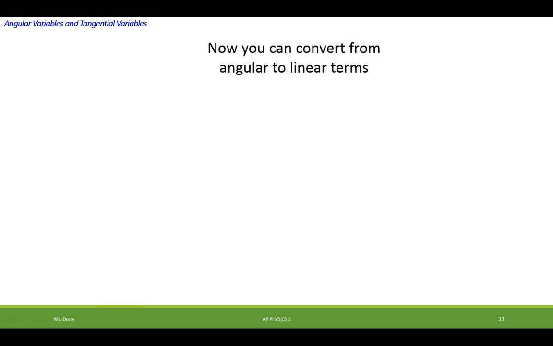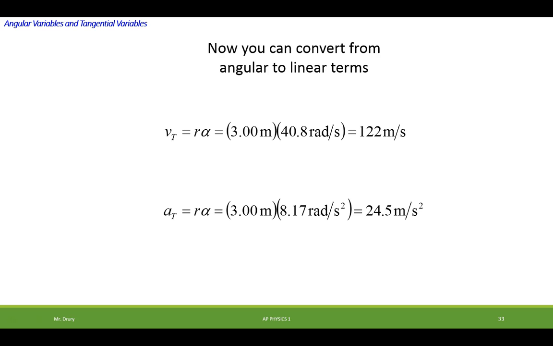Okay, now we have things in radians, and we can go ahead and find our linear equivalents, or our speed tangential out at that radius, and our acceleration tangential out at that radius. So it's pretty straightforward. You can go from angular terms to tangential terms, and from tangential terms back into angular terms if you wish. Just do the opposite way.